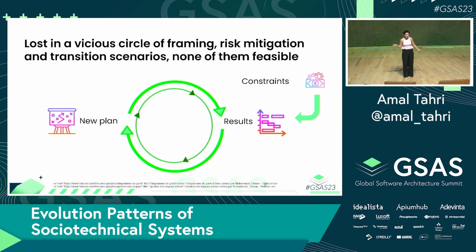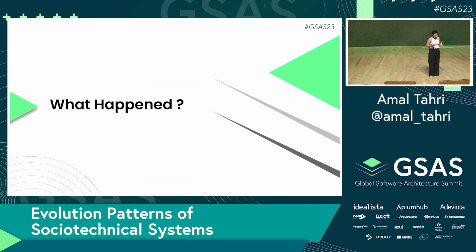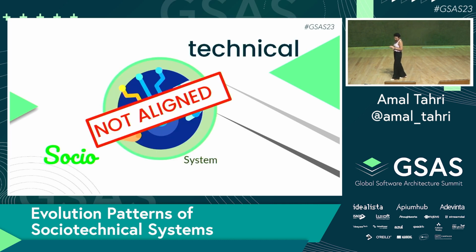And of course, if you have burned 20% of your budget, and you have nothing as an MVP or a line of code to show what you are doing, you will continue just to do the same thing, and the program will not be a success. So what really happened? And here, brace yourselves, we're going to deep dive into the theory. Your sociotechnical system is not aligned.